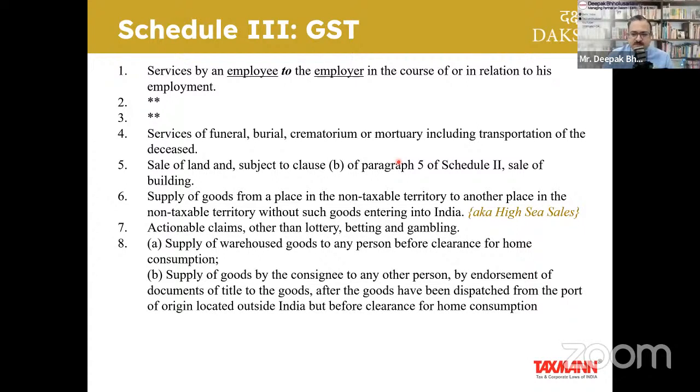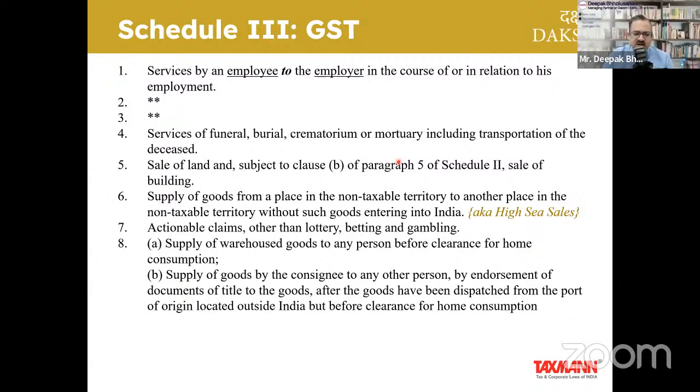Similarly, if you are buying something, let's say from USA and supplying it to Japan, without those goods coming into India, that is covered by entry number 6. It is also called high seas sales. So if there are high seas sales, obviously there would be corresponding high seas purchases also. So again, those purchases are excluded by Schedule 3.